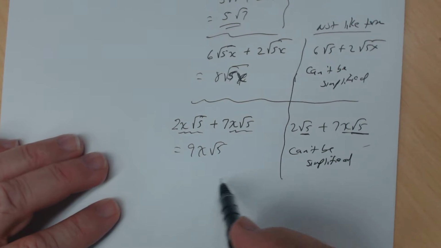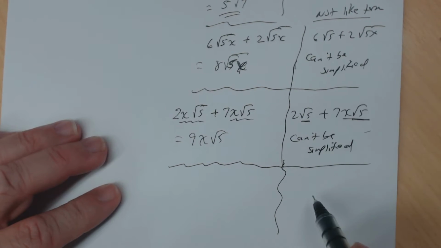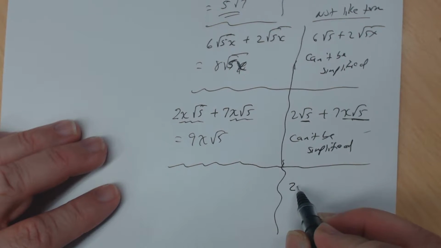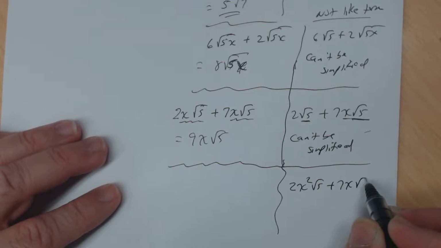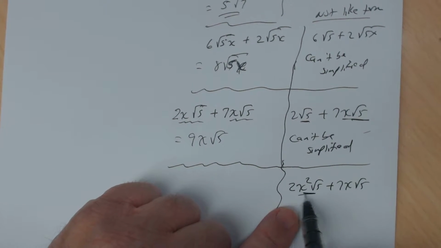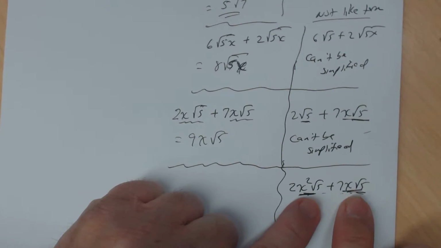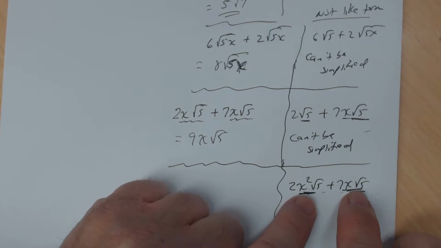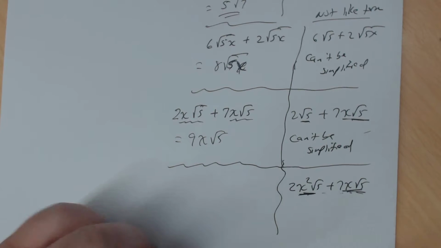All right? So what if you had, again, these would not be like terms. These are not like terms. If you had 2x squared square root of 5 plus 7x square root of 5. So again, group the variable and the square root together. Group the variable and the square root together, now compare them. Are they alike or not the same? They're not the same because this has an x squared, this just has an x. So these are not like terms.